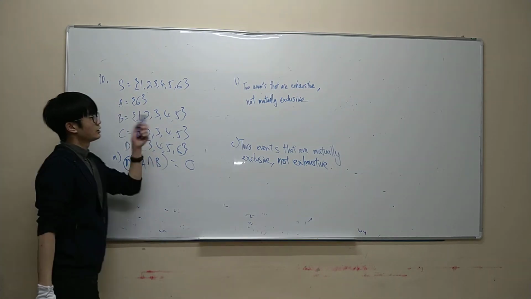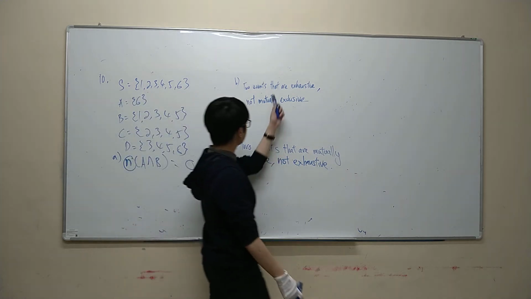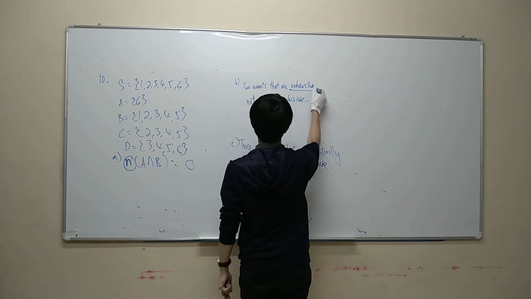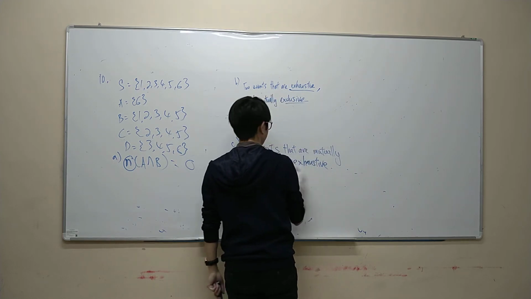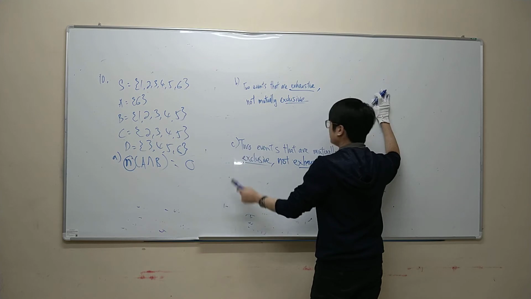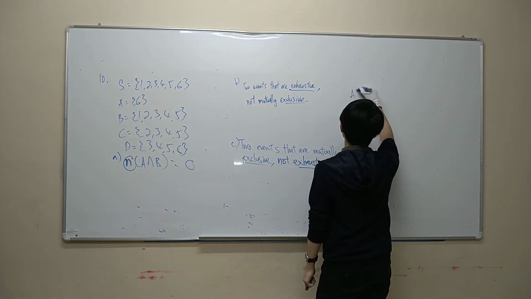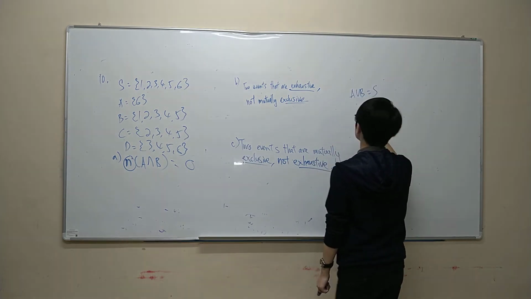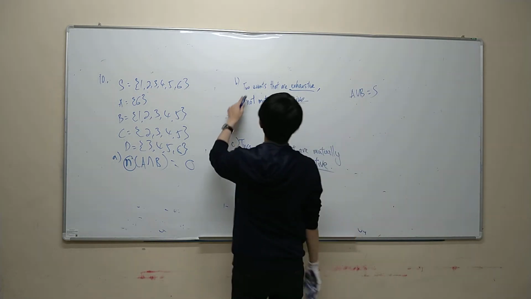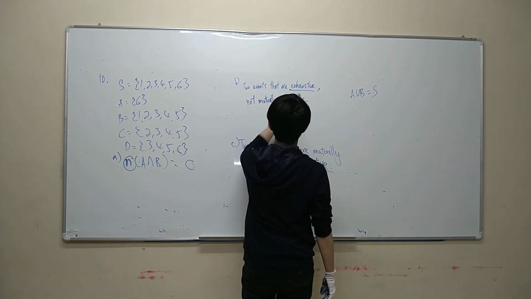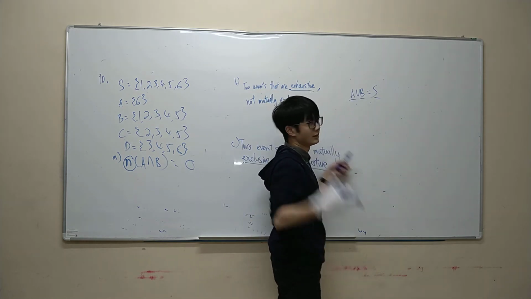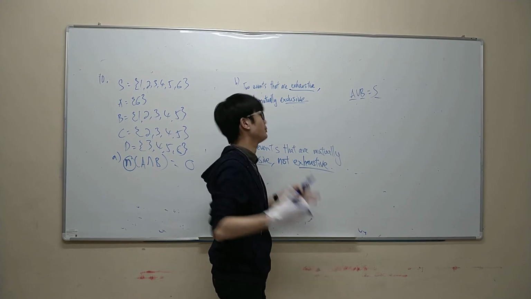B. Determine the two events that are exhaustive but not mutually exclusive. What is exhaustive? What is exclusive? Exhaustive means these two events, the union will be the sample space. Then it's exhaustive. It means that the union of these two sets will be the sample space. What is union? Combine, gabungkan.